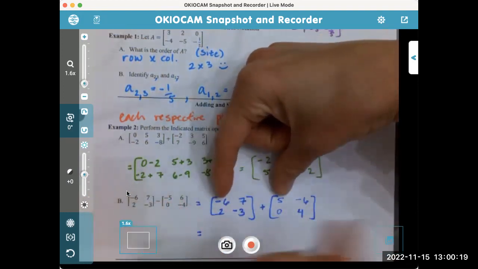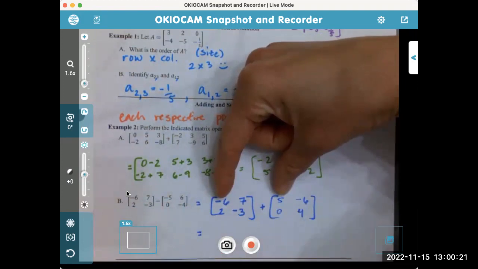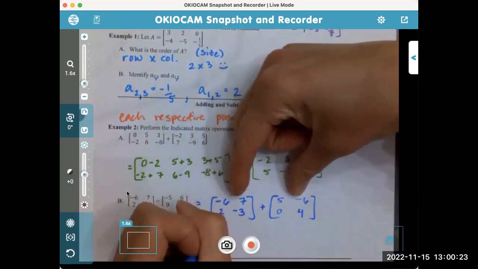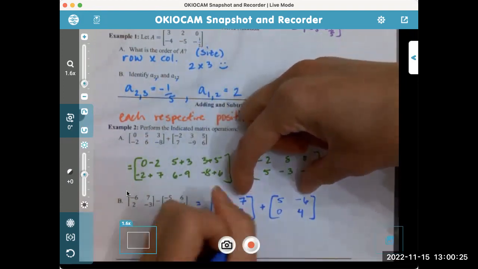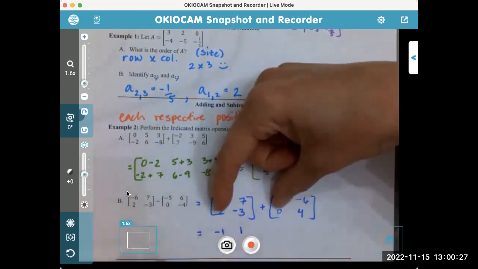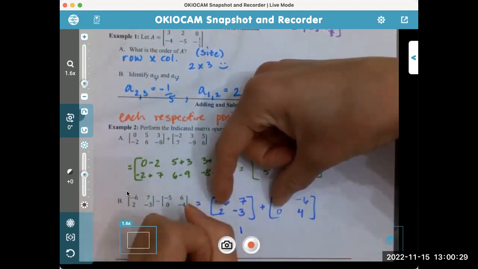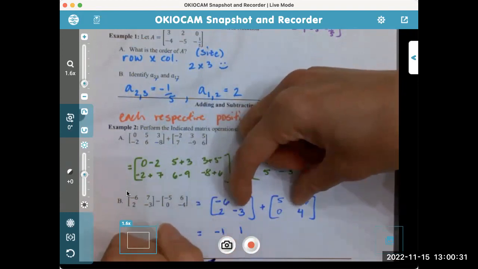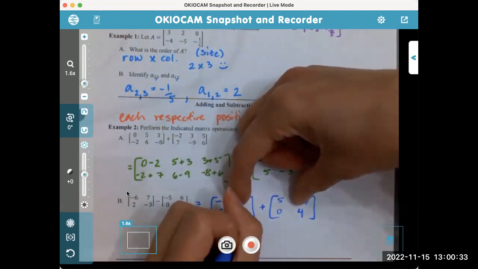So -6 plus 5 is -1. 7 minus 6 is +1. 2 plus 0 is a 2. -3 plus 4 is 1.